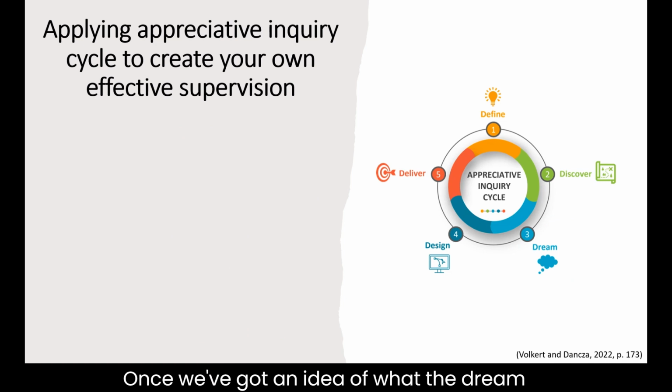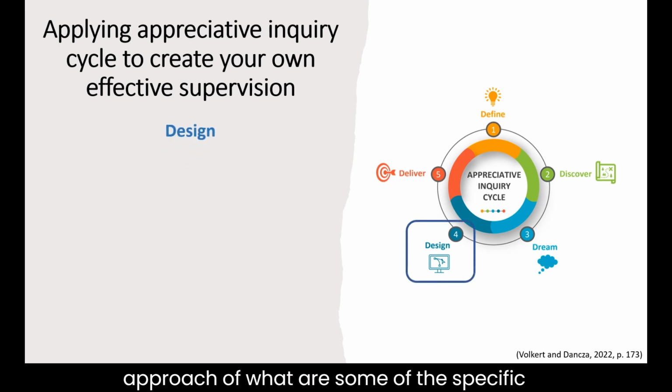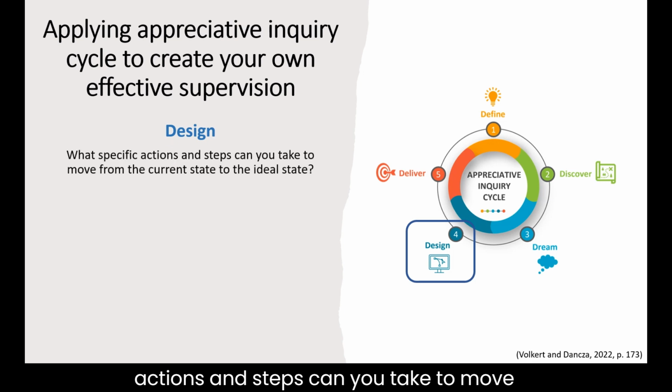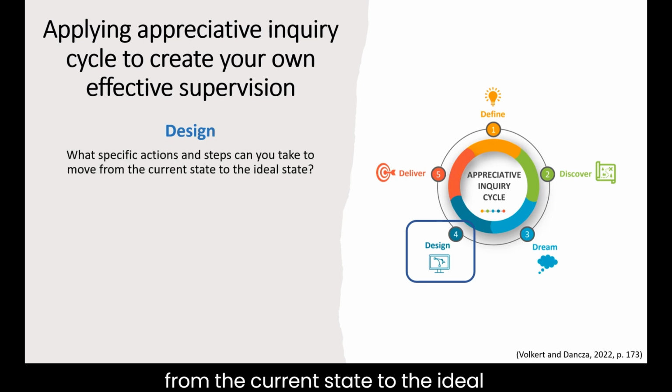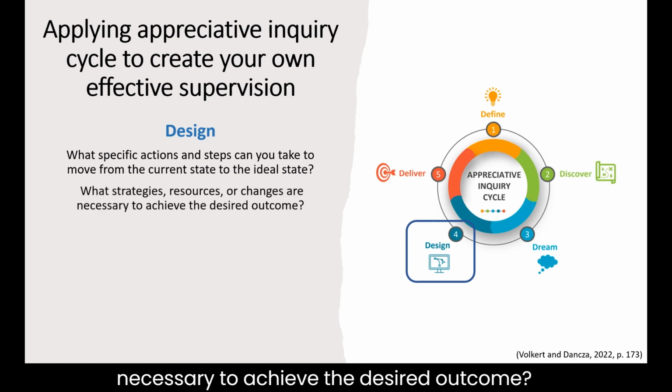Once we've got an idea of what the dream or the ideal state would look like, we then can move into a more practical approach of what are some of the specific actions and steps you can take to move from the current state to the ideal state. So what strategies, resources, or changes are necessary to achieve the desired outcome?